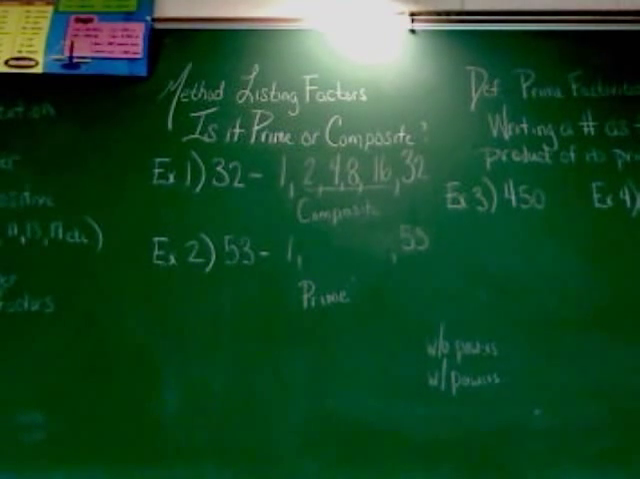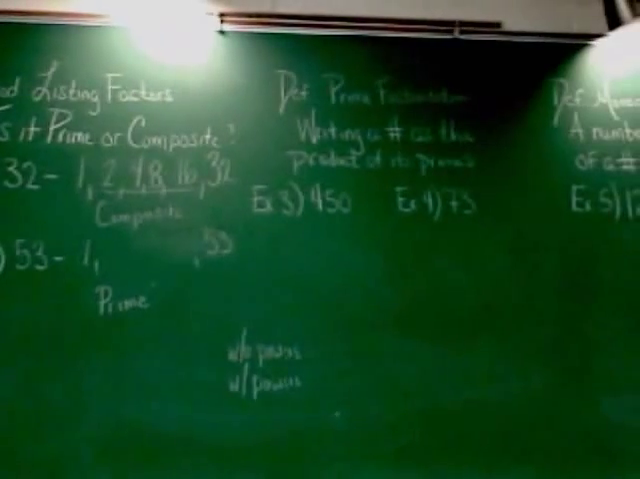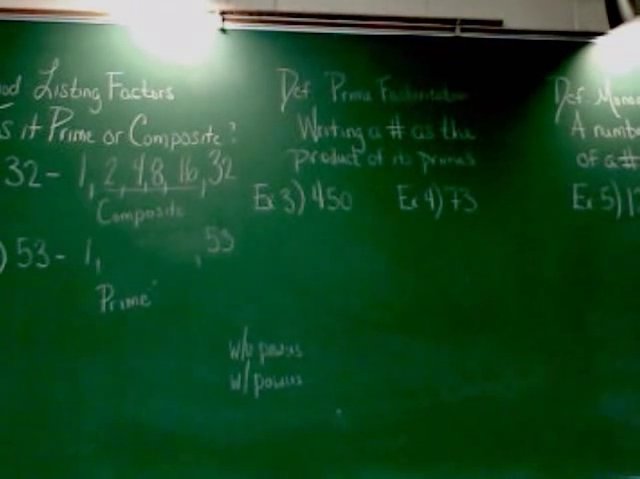Okay, let's go to the next thing we've got to do tonight. Prime factorization: writing a number as the product of its primes. Now, for most of you, when we hear prime factorization, you should be already thinking factor trees. And that is indeed what we're going to have to do here. We make the factor trees, then we write out the numbers that multiply together to make the number.